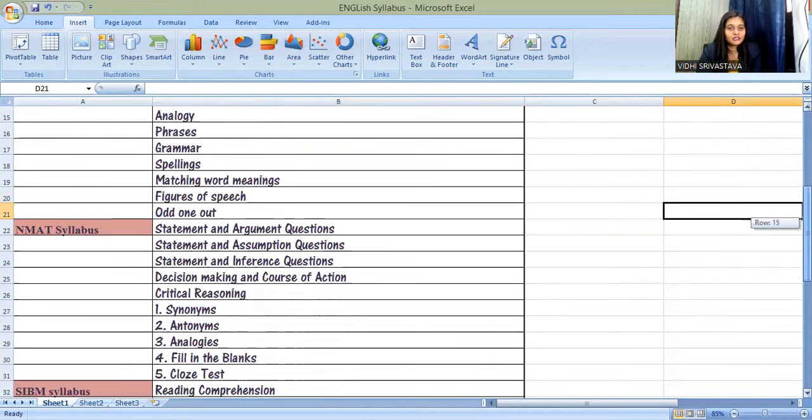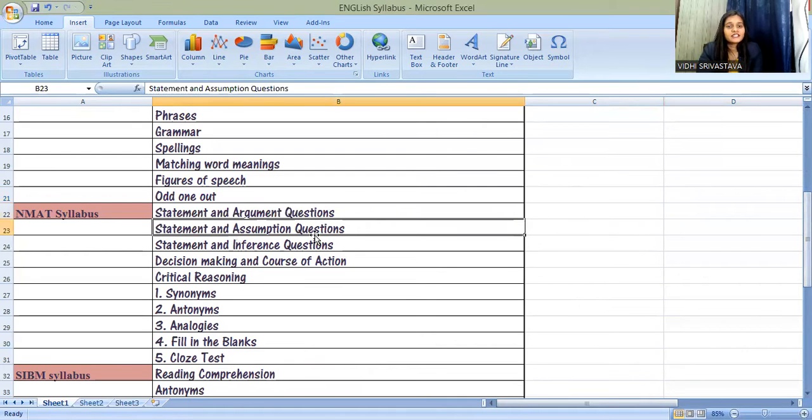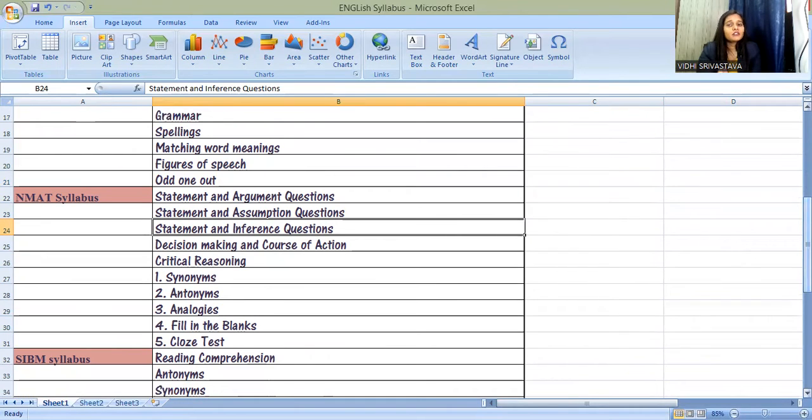Now NMAT. In NMAT there is more of critical thinking, more of inference, conclusion and assertion based questions. There is statement and argument, statement and assumption, statement and inference. Then there are some decision making RCs, critical reasoning, synonym, antonym, certain conventional word questions, analogies, and fill in the blanks. There is cloze test in NMAT, and of course there is an RC also.